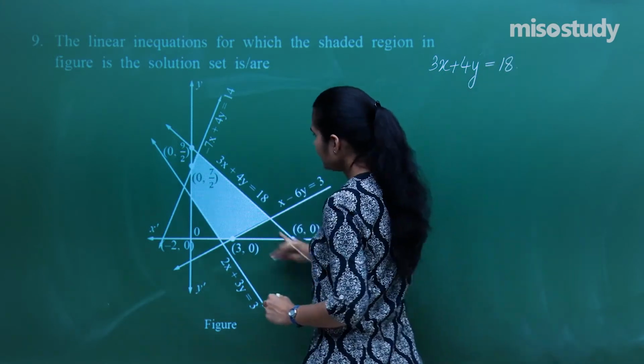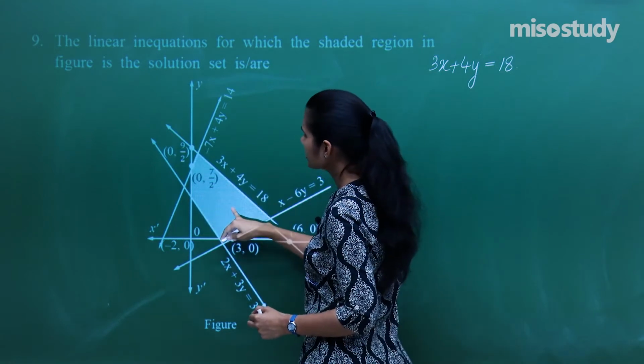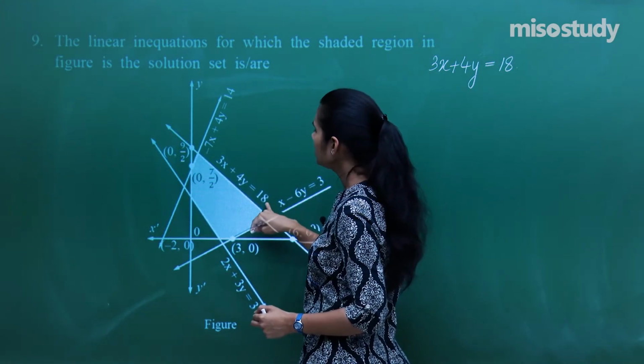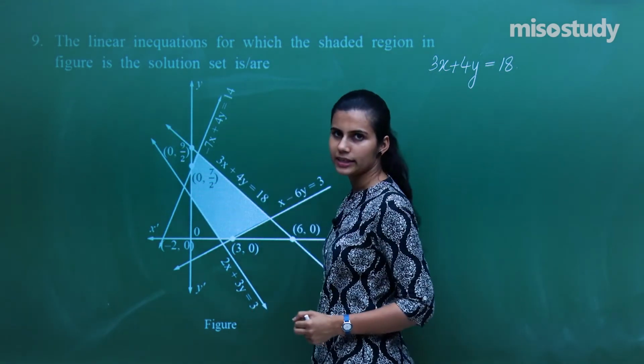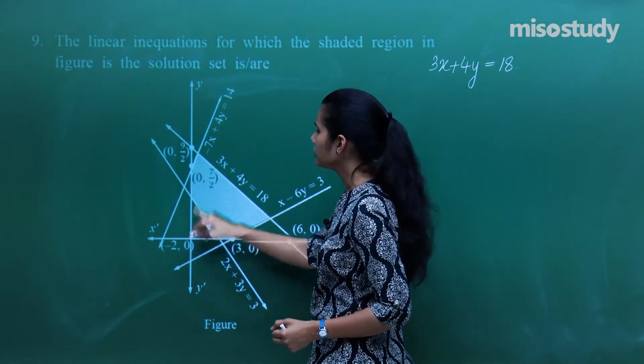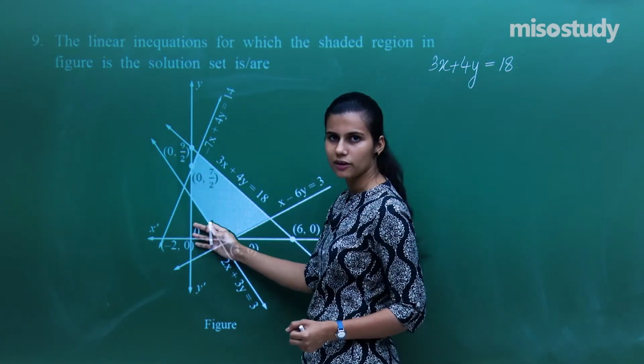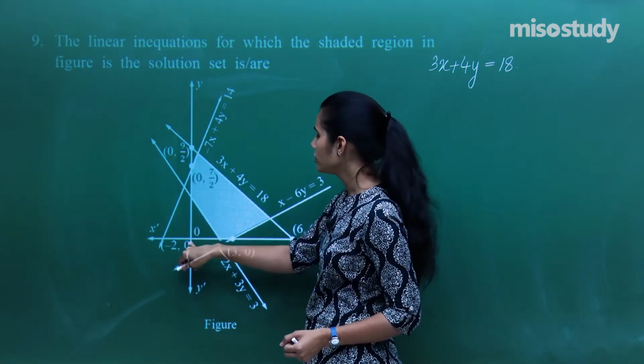Okay, so this line definitely is included, so equality will be there. Now this region is coming under 3x plus 4y greater than or equal to 18 or 3x plus 4y less than or equal to 18 is what we need to understand. Here there is one region. This line is dividing the entire plane into 2 halves. This is the first half, this is the second half. The second half is containing origin.